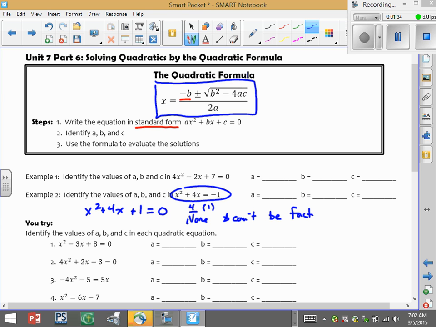The method that is going to allow us to do this is the quadratic formula, because there's an a, there's a b, and there's a c. Here, the a, the number in front of the x squared, is understood to be a 1. The b here is a 4, and the c is a 1. Look at the previous example: a is 4, b is negative 2, c is 7. Once they're in standard form, it's actually pretty easy to spot all those pieces.